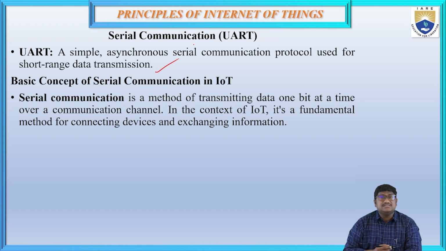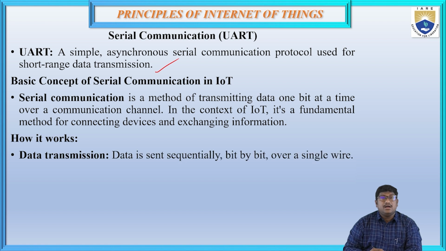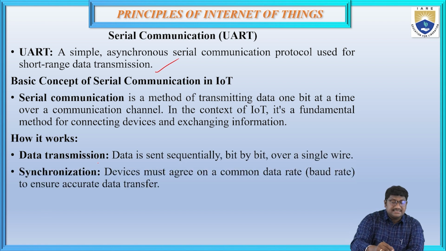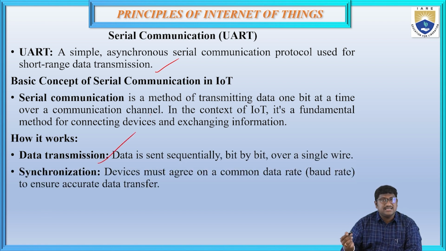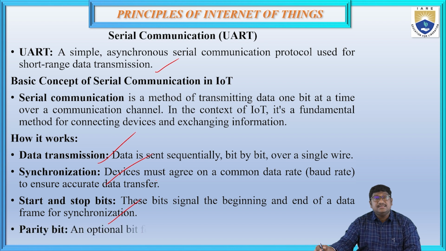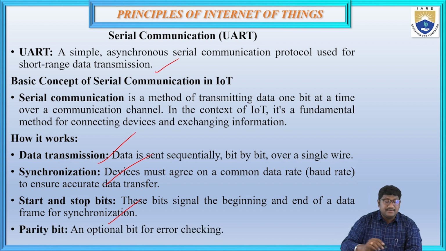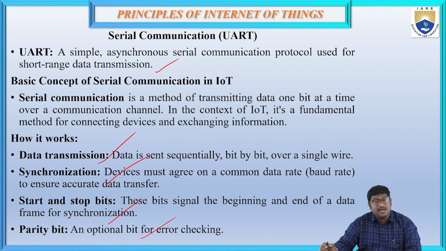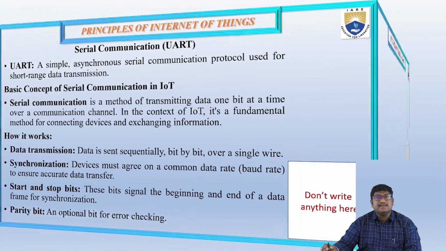And what was the basic concept behind serial communication? It is a method of transmitting data one bit at a time over a communication channel. Data is sent sequentially, bit by bit. Synchronization: both sides must agree on a common data rate. Start and stop bits are how serial communication happens using UART. The parity bit is optional and used for error checking.